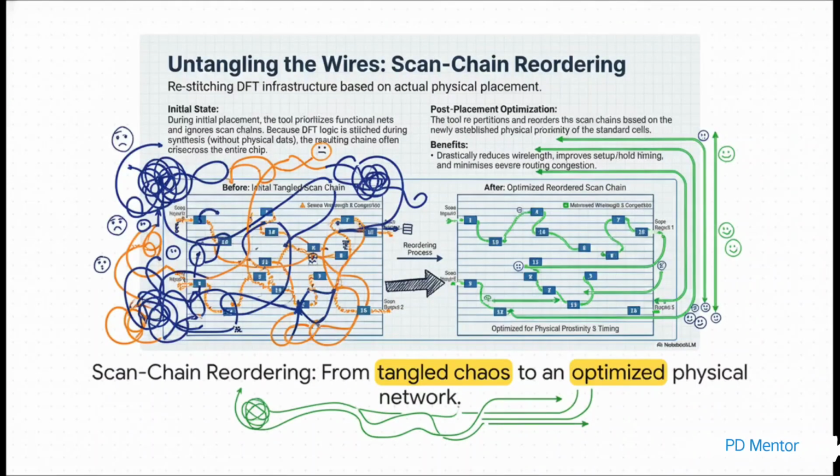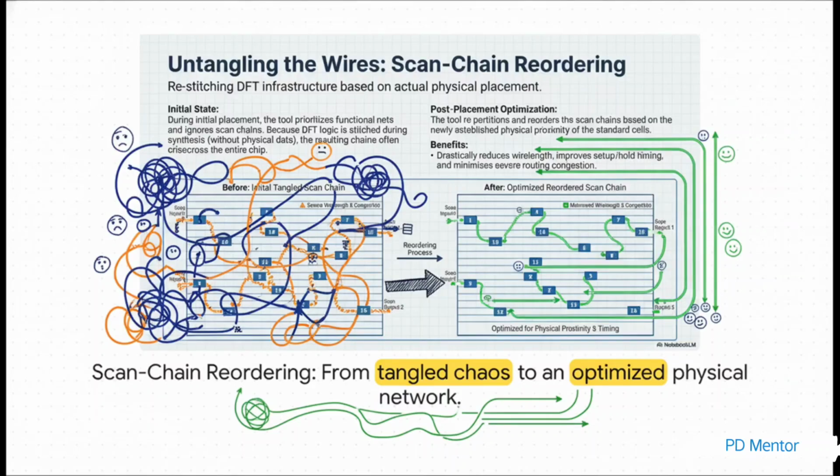And wow, just look at this before and after. On the left, that mess is the city's essential maintenance and testing network. We call it a scan chain, and it's crisscrossing the entire design. It's a total rat's nest. After placement, the tool is smart enough to reorder everything based on where the cells actually ended up, untangling all those wires and massively reducing congestion.